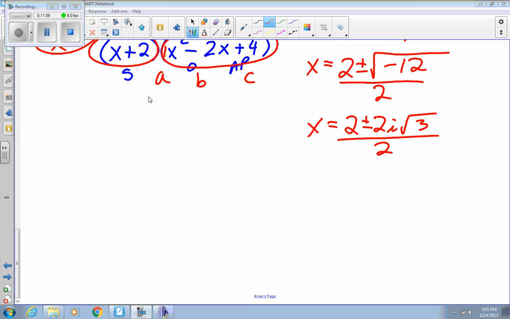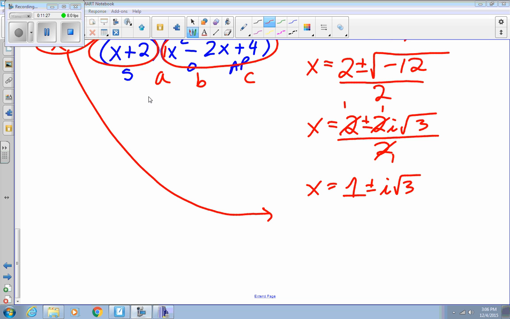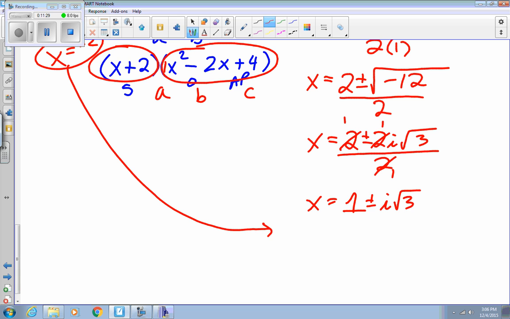And then simplify it down, divide by 2, divide by 2, divide by 2. It doesn't always divide by 2, it just happens both my examples do. You get 1 plus or minus 1 times I is I, square root of 3. Divide by 1, don't need to do that. The other solution is here at x equals -2. So there are our solutions.